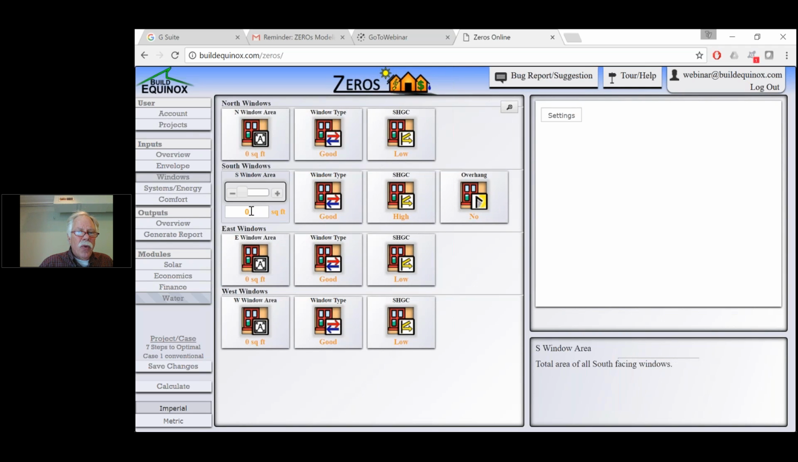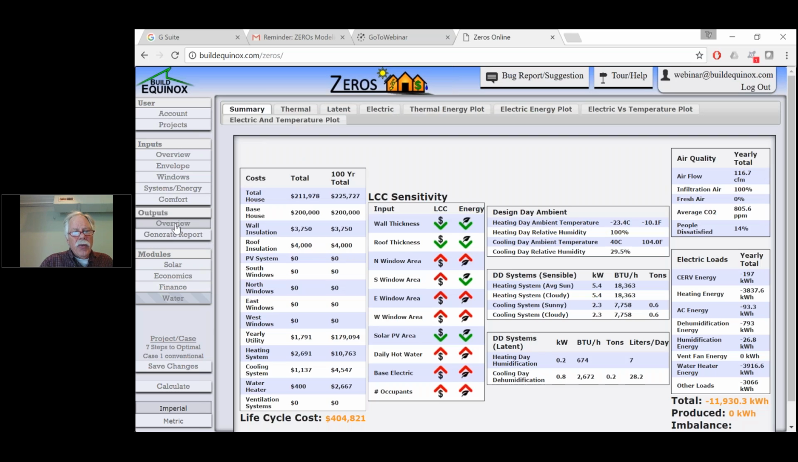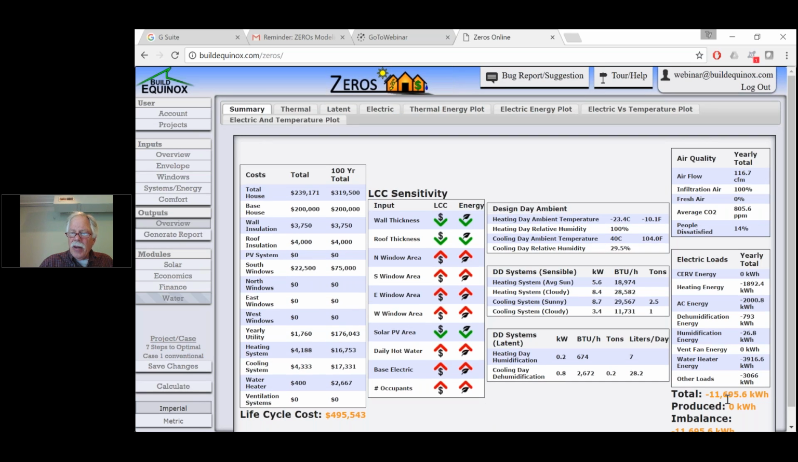That 500 square feet of wall on the south side, I'm going to put 500 square feet of windows in. I go to the overview and I'll calculate that. And I dropped another couple hundred kilowatt hours. I didn't drop as much as what getting rid of that wall did. I didn't have to have something in that space. But I see another energy drop. But now we go over to the life cycle costs. I went from about $412,000 to $495,000.